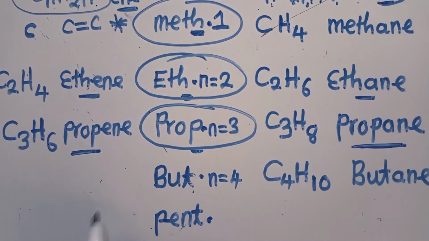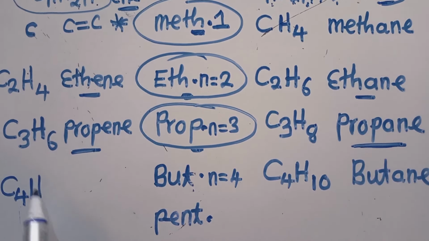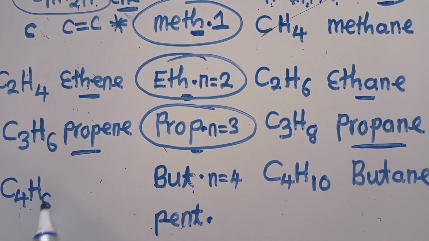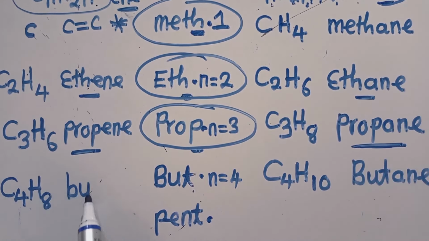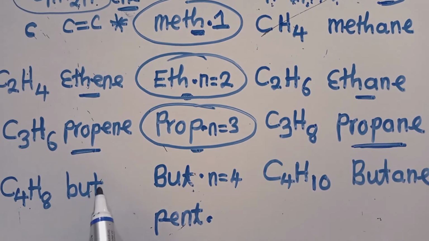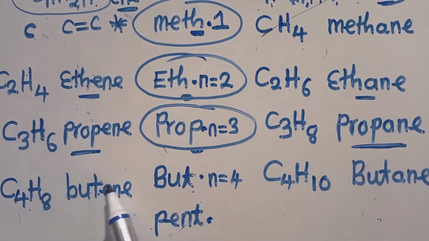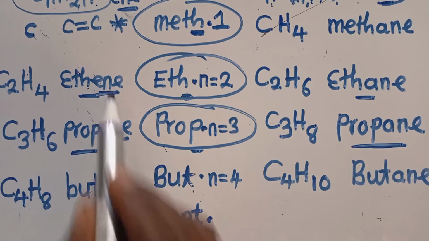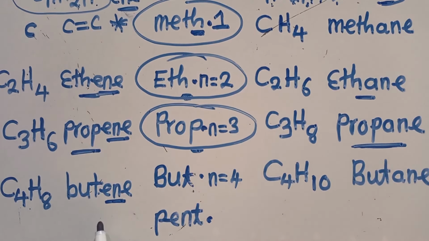Then I go to this one. I know that n is 4. This one, you are just multiplying by 2. So 4 times 2, you get 8. What is the name? It is but. You put -ene because all the families under alkenes end with this. -ene, -ene, -ene. So this is butene. Have you seen? These are some of the things that you need to know as a student.